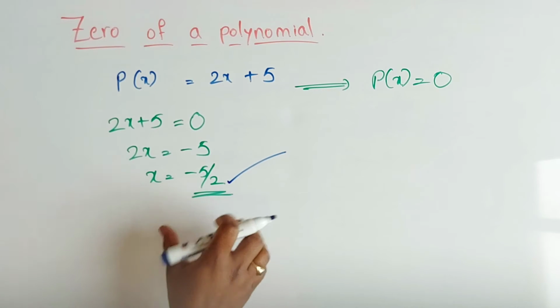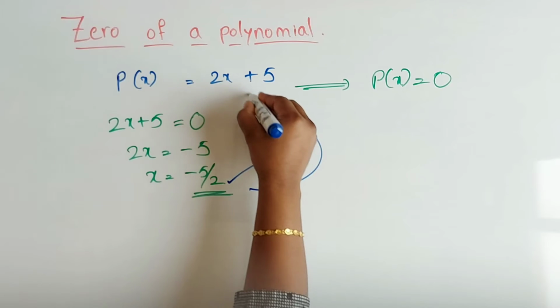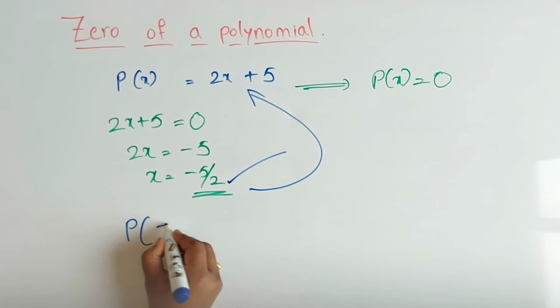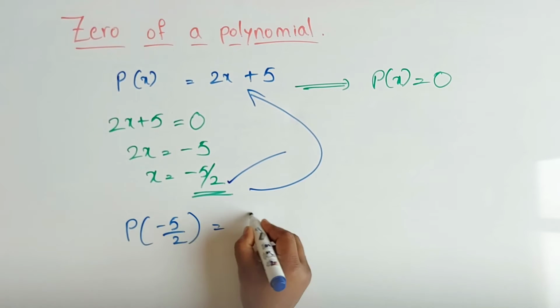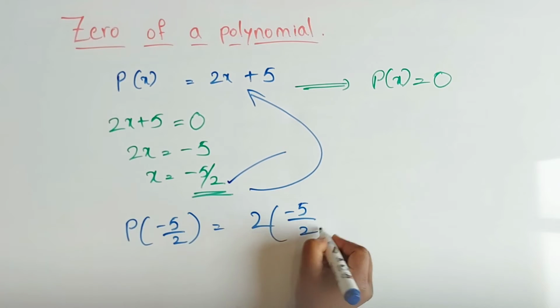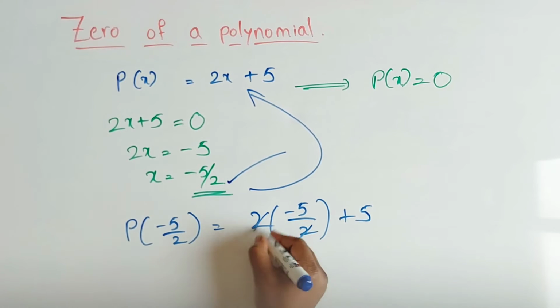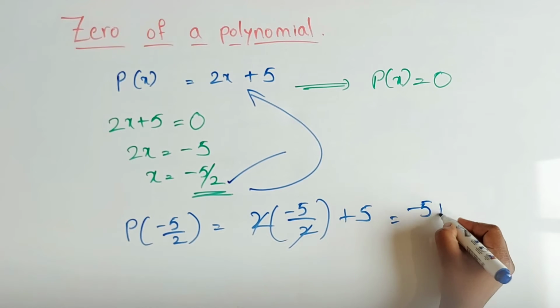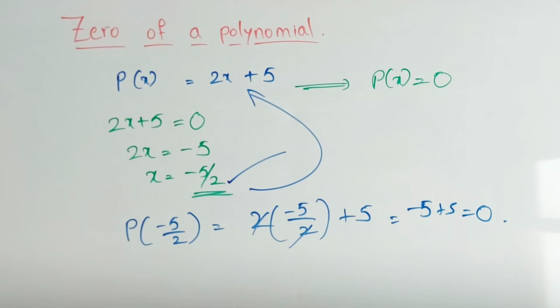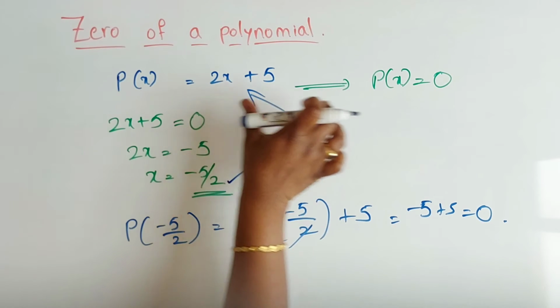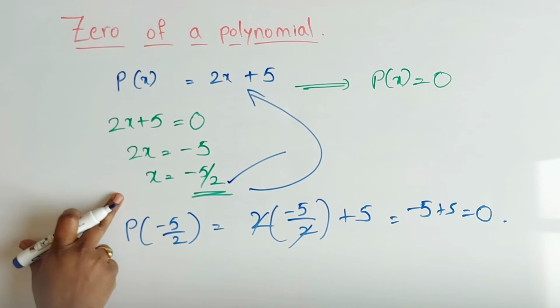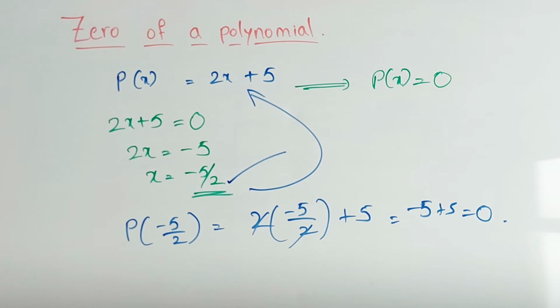We'll check whether it is correct or not. Let's put the value here. P of minus 5 by 2 equal to 2 into minus 5 by 2 plus 5. The 2 will get cancelled. Minus 5 plus 5, it is 0. Correct. So P of minus 5 by 2 is 0. So when x equal to minus 5 by 2, that is a zero of the polynomial. Correct, children? You have to make the expression equal to 0, then find out the x value. That is the zero of a polynomial.